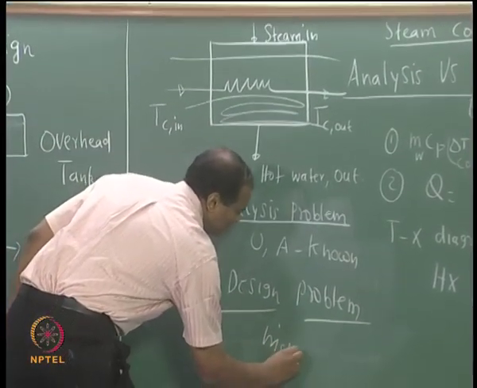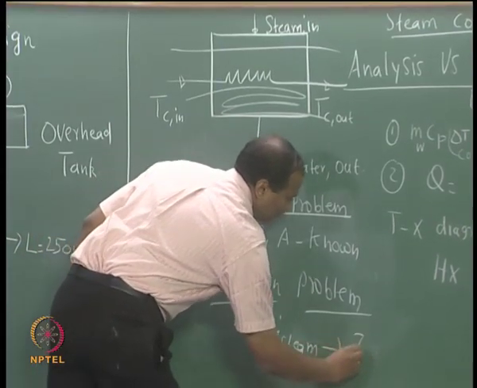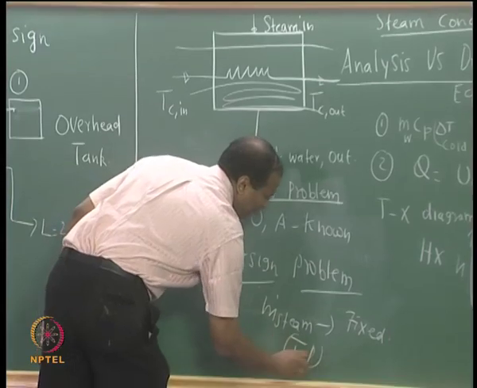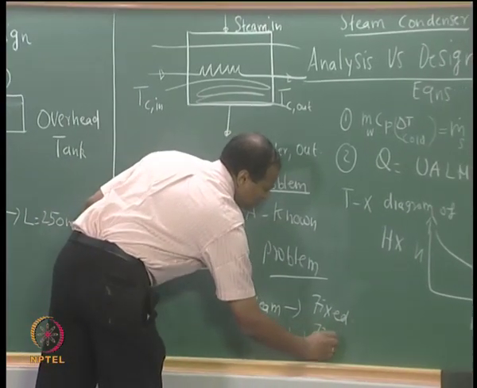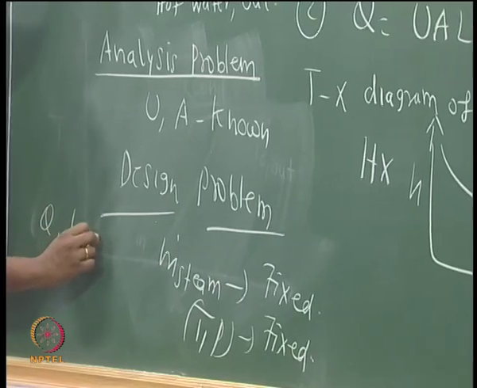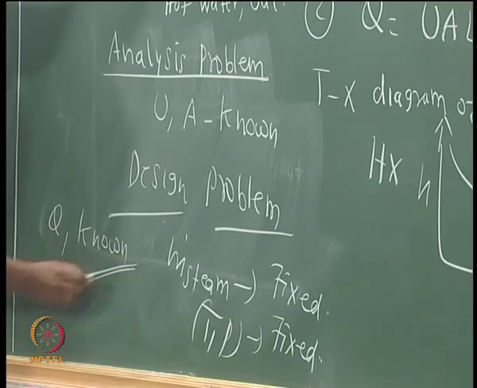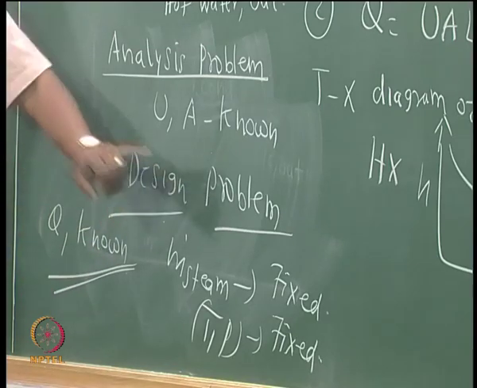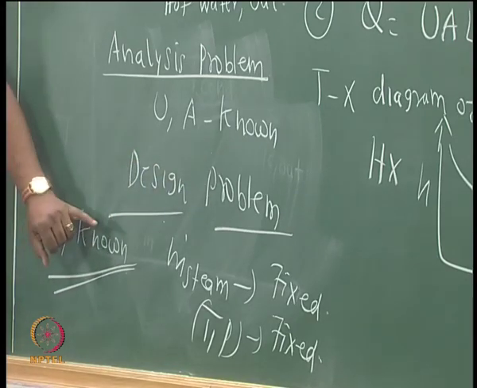m dot steam fixed, Tp is fixed, that is the enthalpy is fixed. So you know what is the h_fg, so Q known. For the given Q, what will be the size of the equipment? That is the design problem.